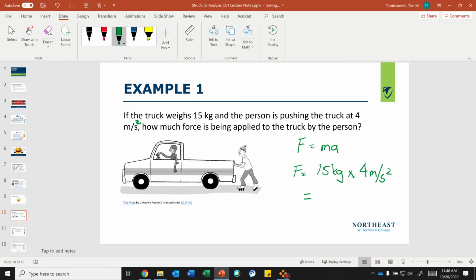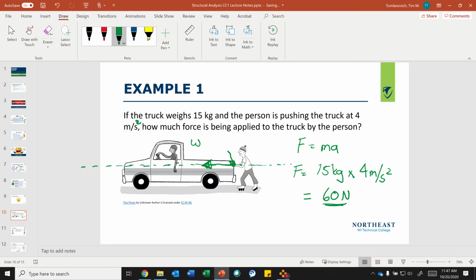So 15 times 4 equals 60 newtons. Basically, if I look at this force vector, my sense is the arrowhead is pointing to the west. My point of application is right there, where his hands are. My line of action is pretty much horizontal. This is the line of action. And then my magnitude is 60 newtons.